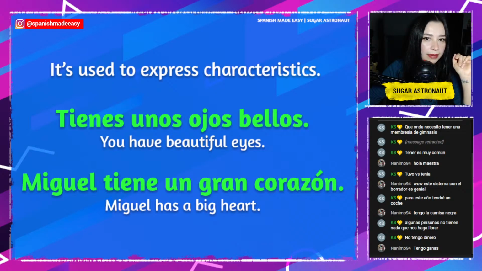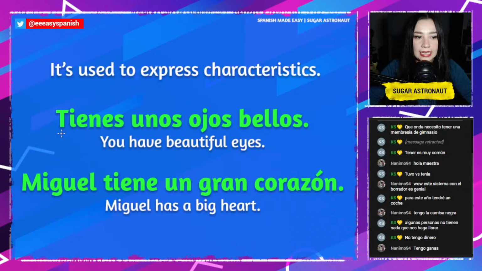Or it could be about how a person is, any characteristic pretty much that describes the person, okay? For example, I could say, tienes, in this case, I'm saying tú tienes, okay? Tú tienes unos ojos bellos. This means you have beautiful eyes.